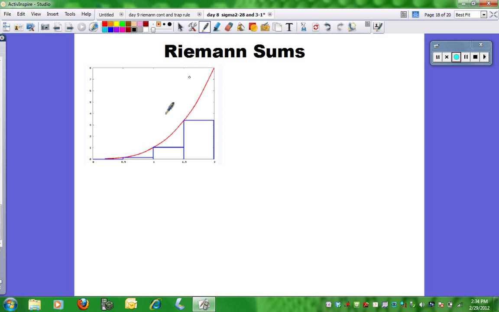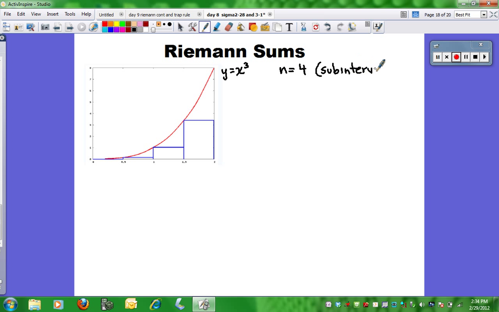So let's get started. This function right here, this curve, is y equals x cubed. That's the function that we're going to be dealing with. What we're going to try to do is find a formula and actually find this left endpoint sum, this Riemann sum. We have to remember that we're trying to find the area of these rectangles. Now in this case, our n, our number of subintervals, is 4. That's 4 subintervals.